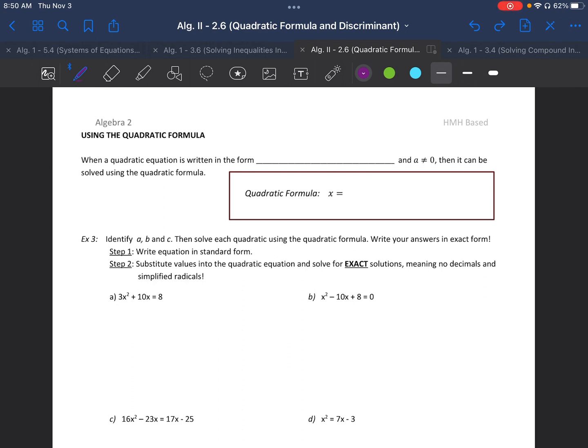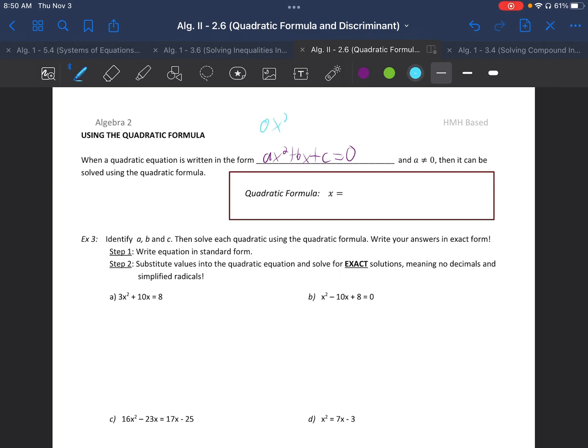All right, now we're going to get into the actual quadratic formula. Woo, quadratic formula. So when a quadratic equation is written in the form ax squared plus bx plus c equals 0, it has to equal 0.